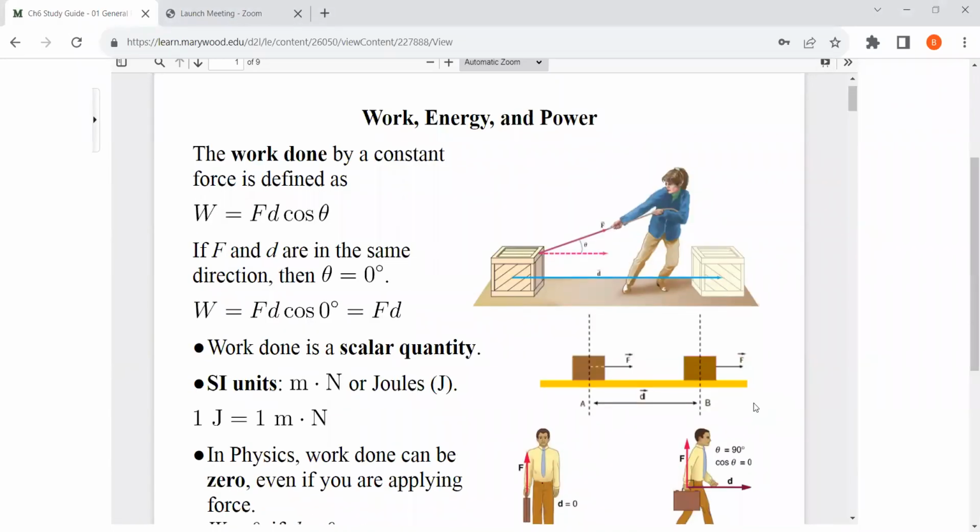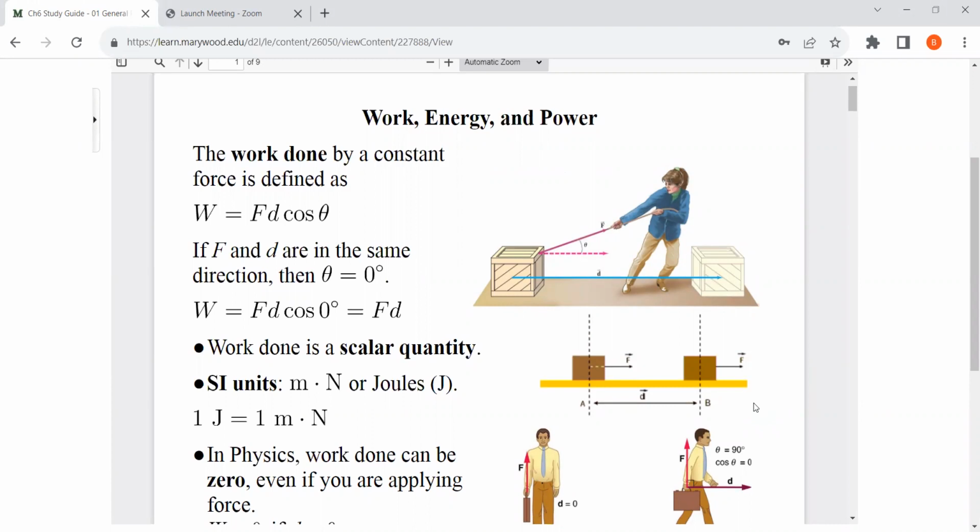All right, so we are going to start a new chapter. Today you are going to learn chapter 6, and it is about work, energy, and power. All right, so let's start with work.